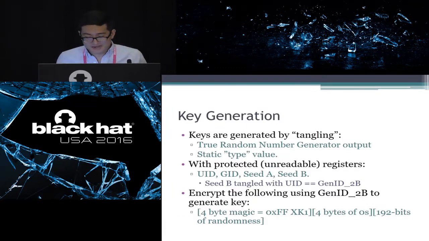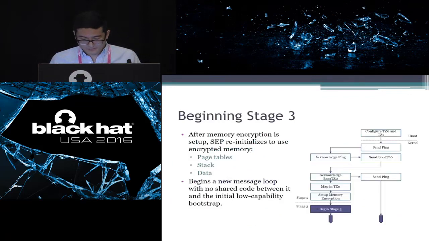Well, to summarize, a random number that is generated per boot is tangled or encrypted with a unique key to the device. So after all this is set up, SEP can finally move itself into the encrypted memory that it has set up. So it reinitializes itself, reinitializes the page tables, and clears the BSS and so on. And it begins a new message loop with no shared code between it and the initial low capability bootstrap.